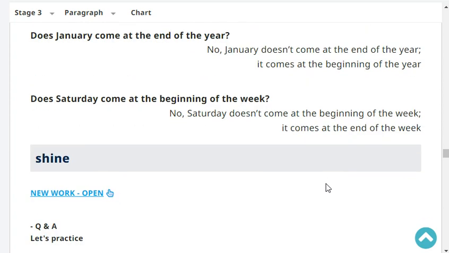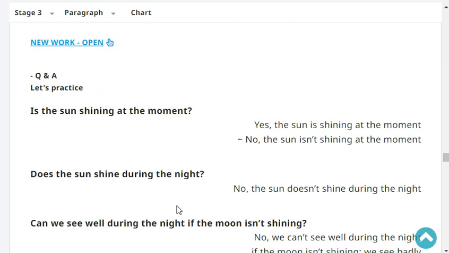Does Saturday come at the beginning of the week? No, Saturday doesn't come at the beginning of the week. It comes at the end of the week. Very good.